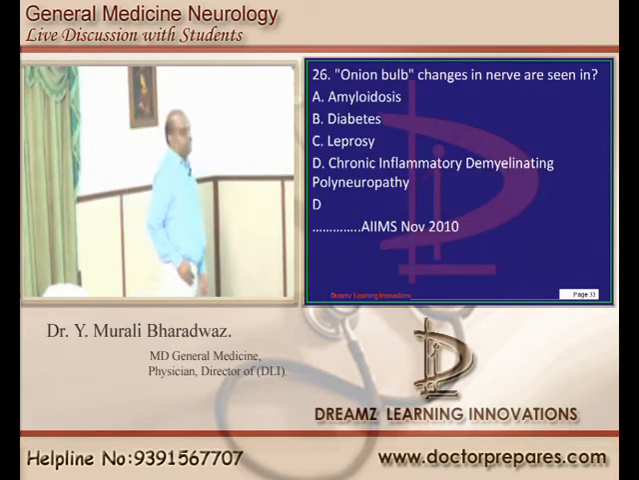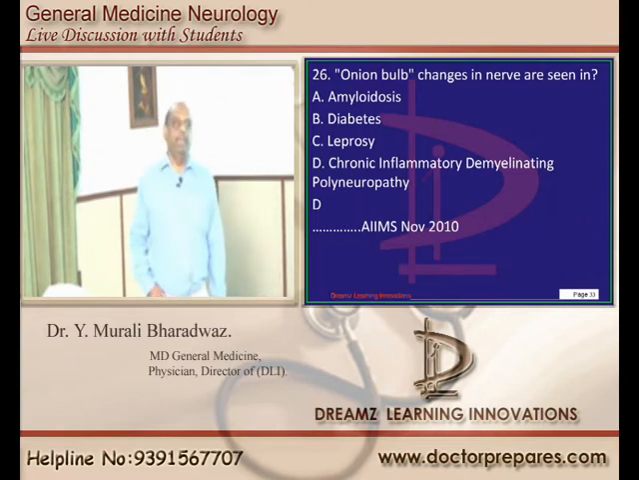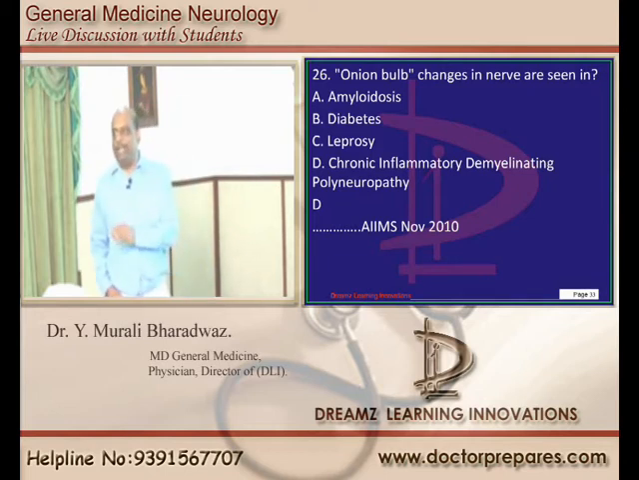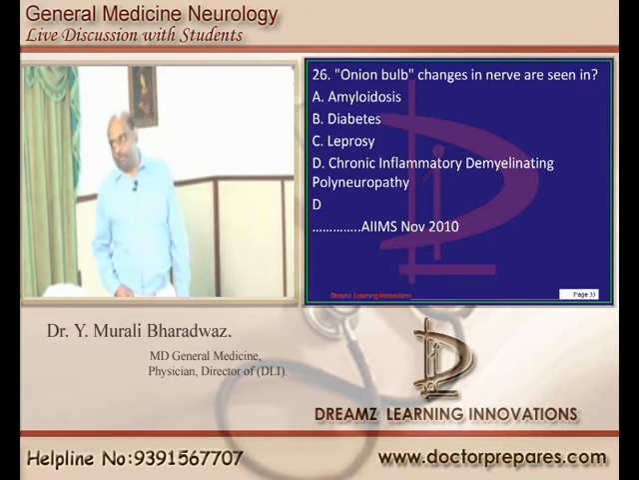Now the next question. Onion bulb changes in the nerve endings, where do we come across? Now we are going to talk about an entity called CIDP, AIDP. CIDP means chronic inflammatory demyelinating polyneuropathy. If there is a chronic one, there has to be an acute one. It is called acute inflammatory post infectious demyelinating polyneuropathy. What is the other name for it? Guillain-Barré syndrome is itself called AIDP.